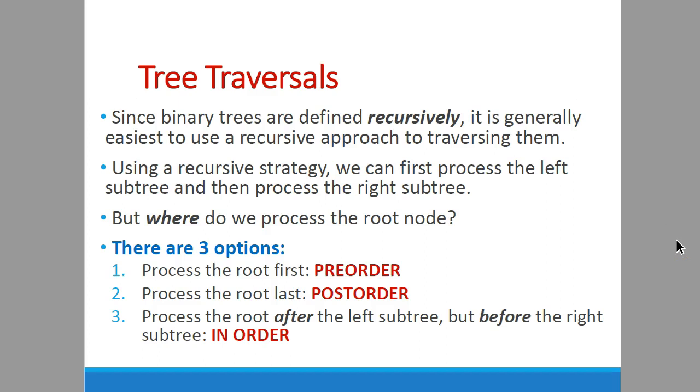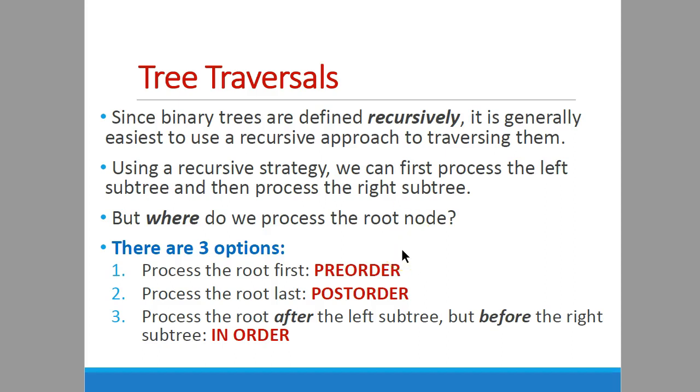The next subject is from chapter 17.2, tree traversals. So the question is, how do you look at this data structure? How do you traverse it? So the best way to do this is recursively, because these structures are inherently recursive. And there are 3 options to do it.